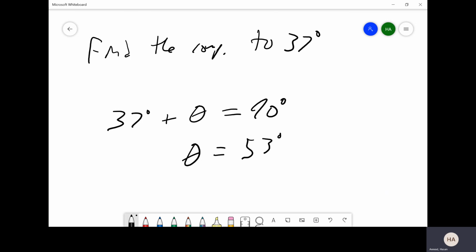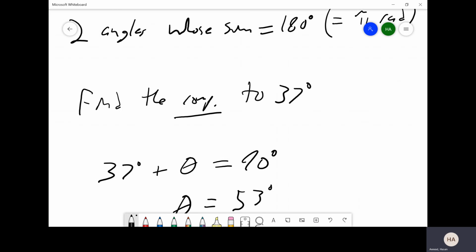So subtract 37 on both sides, and what you're left with is just going to be 53 degrees, right? All I did is I set this up to be equal to 90 degrees because it says find the complement. If it said find the supplement, then I would set it equal to 180 degrees. But again, that's just the terminology you have to understand. Complementary is indicative of 90 degrees. Supplementary is indicative of 180 degrees. So when it says find the complement, it's just saying, find the other angle that when you add to it gives you 90.